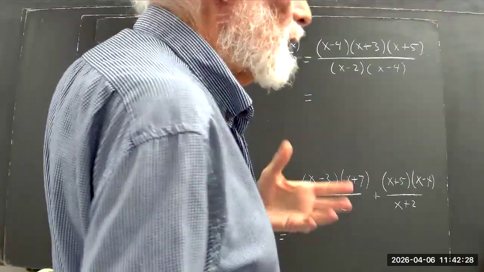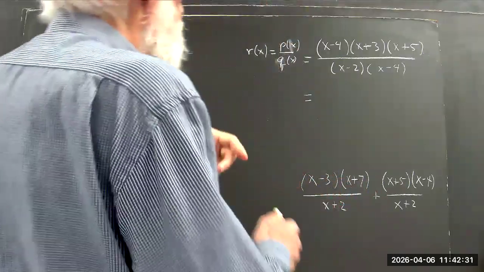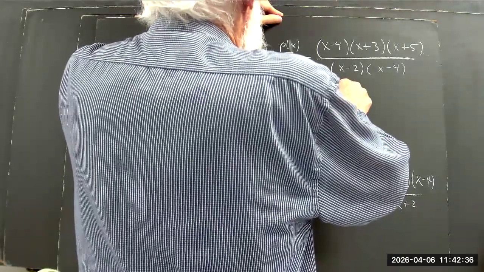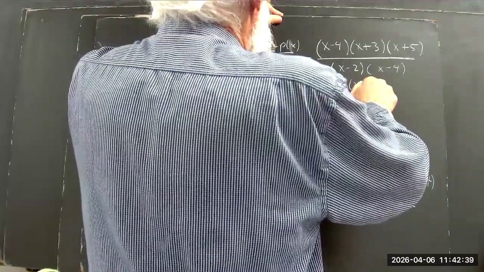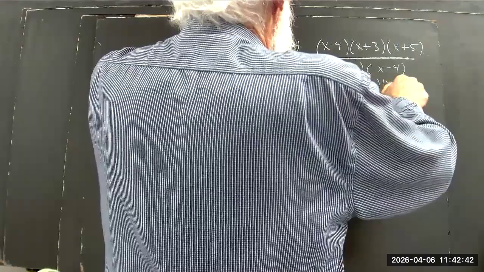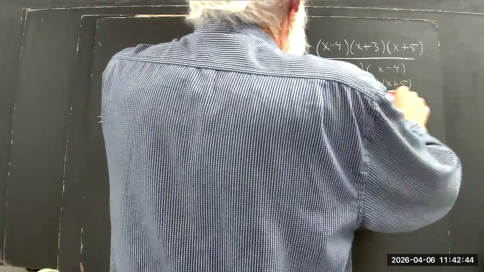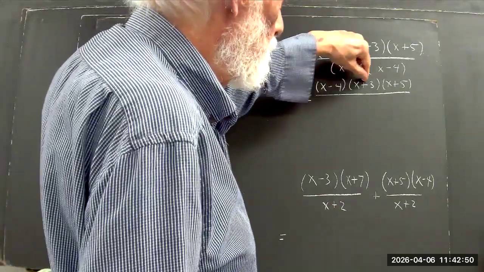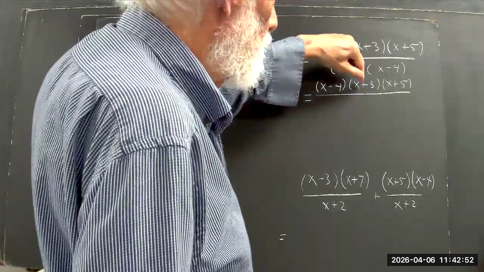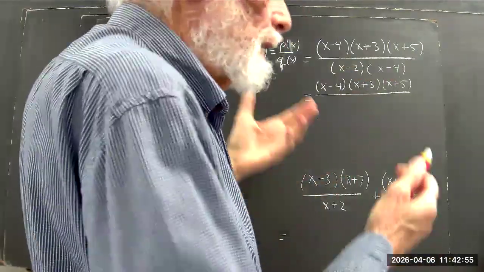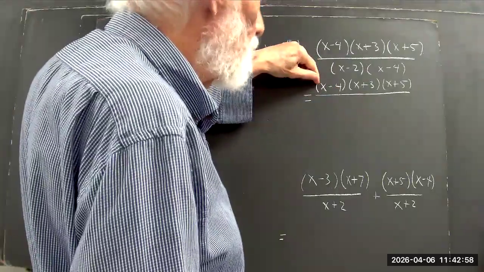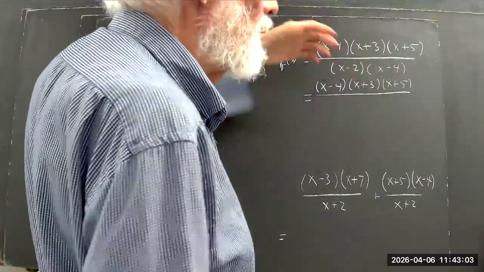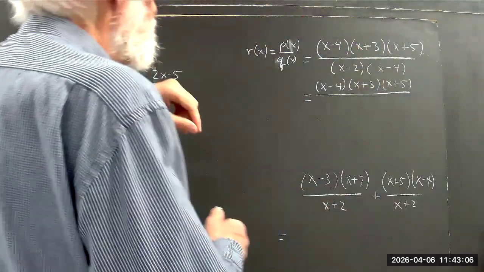Well, first of all, let's write these factors in order. In the order, let's say, where x minus 4 comes before x plus 3, which comes before x plus 5, where the minus 4 is less than the 3, which is less than the 5. So it's in the order of the numbers that are added to x. A negative 4 is added when we get x minus 4, a plus 3, a plus 5, and those numbers are in increasing order.